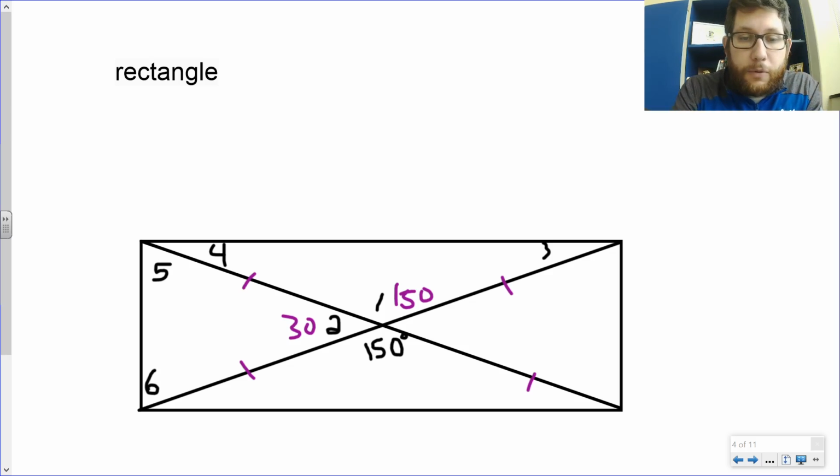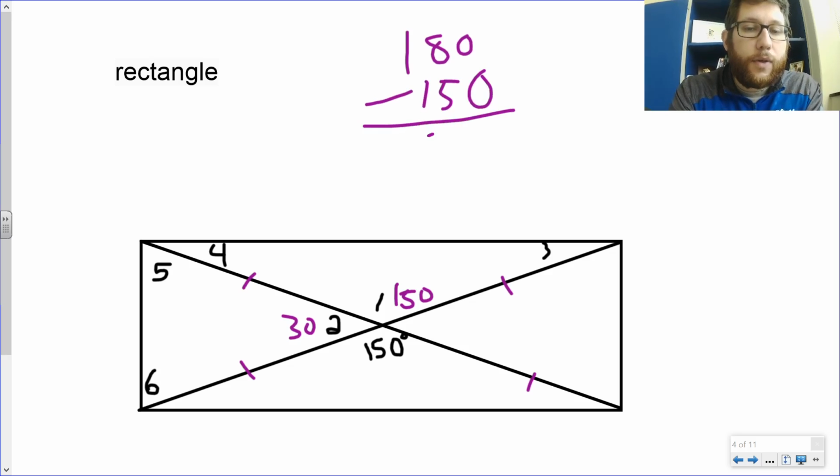And what do we end up with here at the top? Another isosceles triangle. I end up with an isosceles triangle with the diagonals instead of the sides. And so once again, all I'm going to do is 180 minus 150. I get 30. I'm going to divide 30 by 2 because I've got to get 180 degrees in my triangle, and I get 15 and 15.